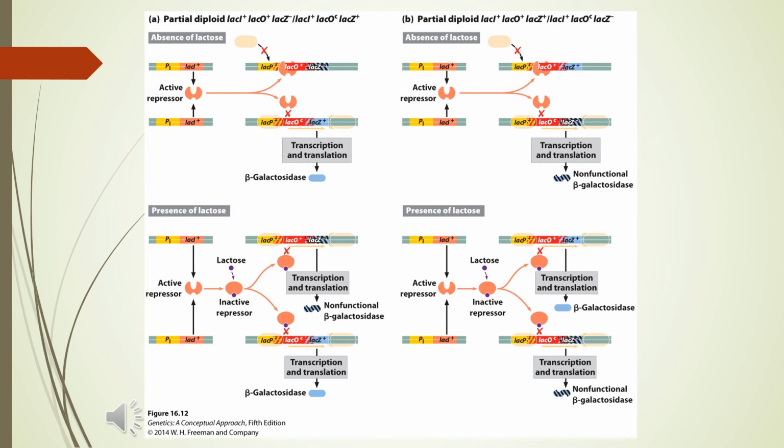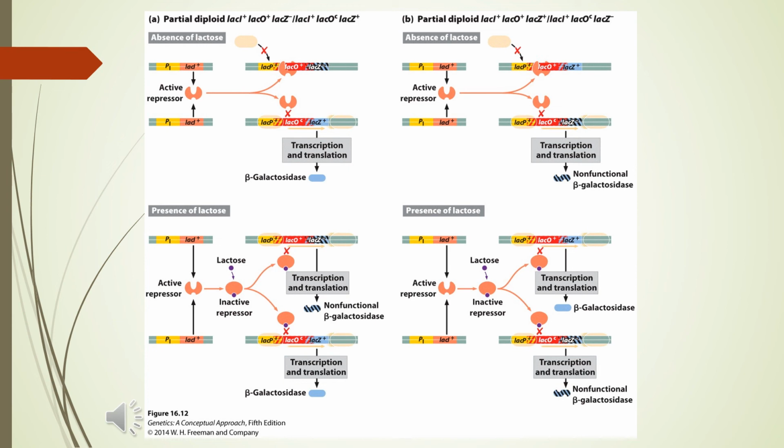On the other side, the inactive repressor will not bind to the lac O C. It is already mutated, and the inactive repressor is also present, but it cannot bind to the operator region, so transcription occurs. Here lac Z is plus, that means transcription and translation will produce functional beta galactosidase.